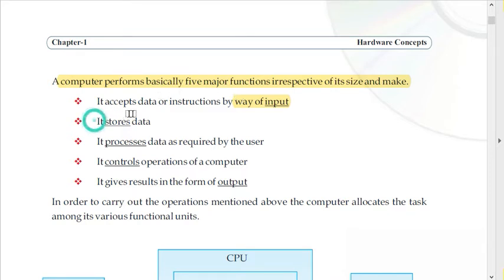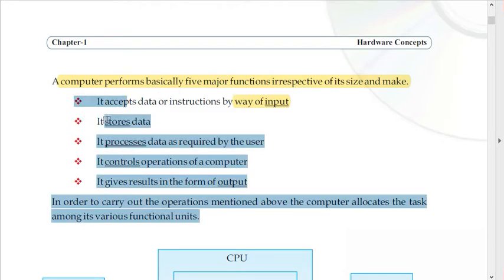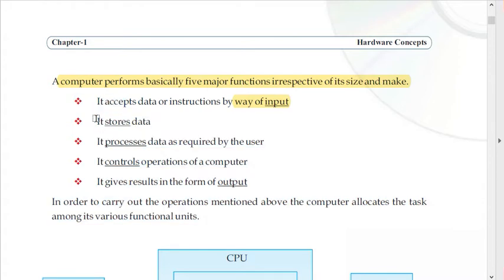Then second, it stores the data. Data storage comes under the memory part, right? Then whatever data we give, it processes those data. It controls operation of a computer. This is a part of control unit, and then it gives result in the form of output. If the answer came out to be 5, where are we seeing the answer as 5? On the output unit, that is your monitor, or we say visual display unit.